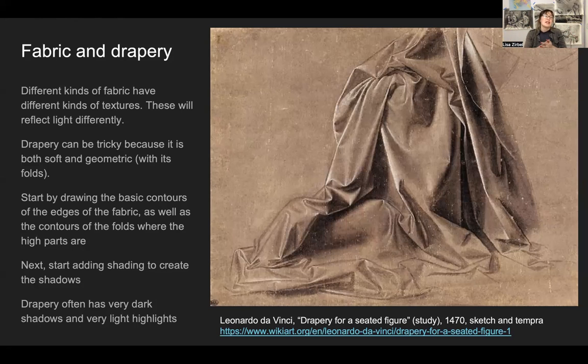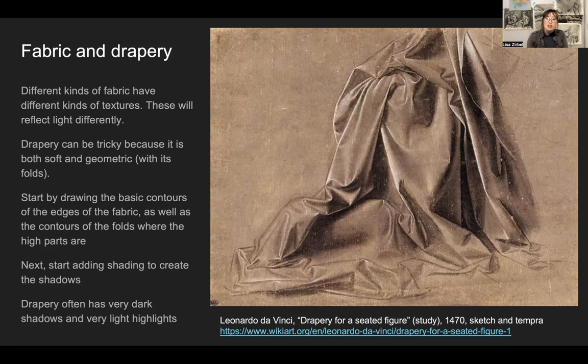That's why often they will have drapery in almost all of the technical drawing classes in any art school across the country, across the world, because drapery is one of the ways that you can really exercise all of these skills, both a hard gradient and a soft gradient. Okay, start by drawing the basic contours of the edge of the fabric, so define it in contour like we have been, as well as the contours of the folds where the high parts are, and then add shading to create the shadow.